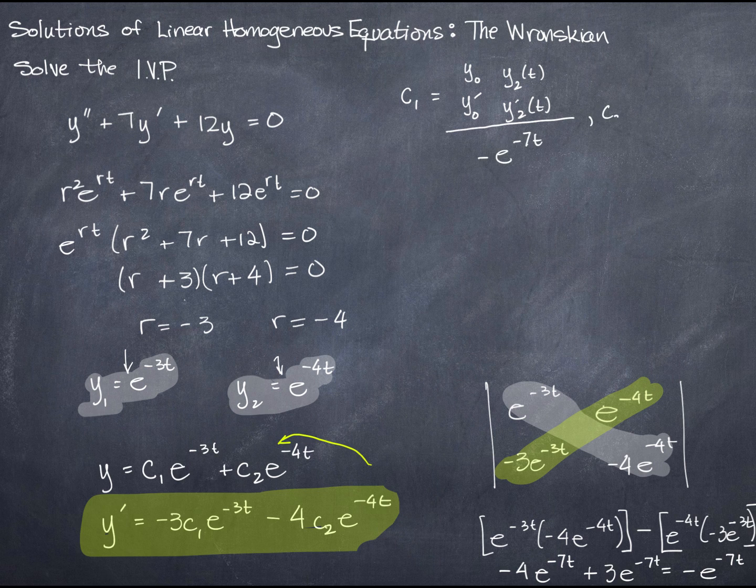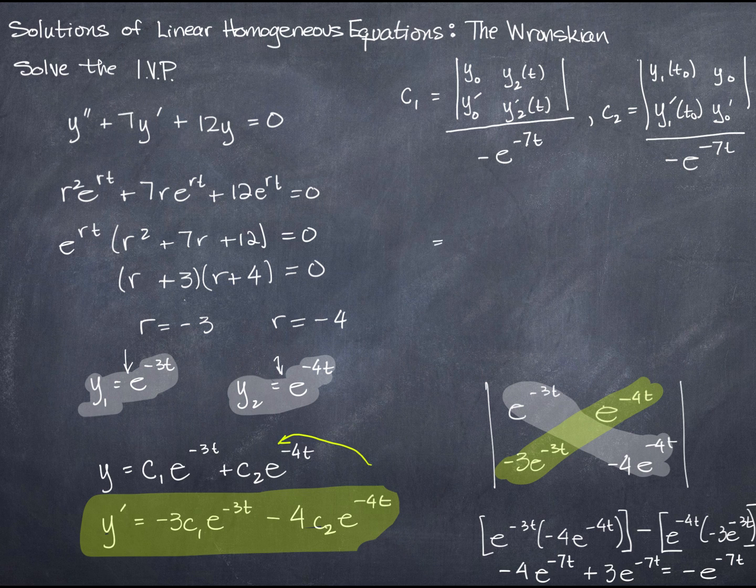And C2, that should be a determinant, sorry. C2 is kind of the same thing, but in a backwards fashion. I'm going to take y1's value at t naught first, and then y naught, and y1's derivative at t naught and y naught's derivative. Take the determinant of that and divide it by, in this case, negative e to the negative 7t.